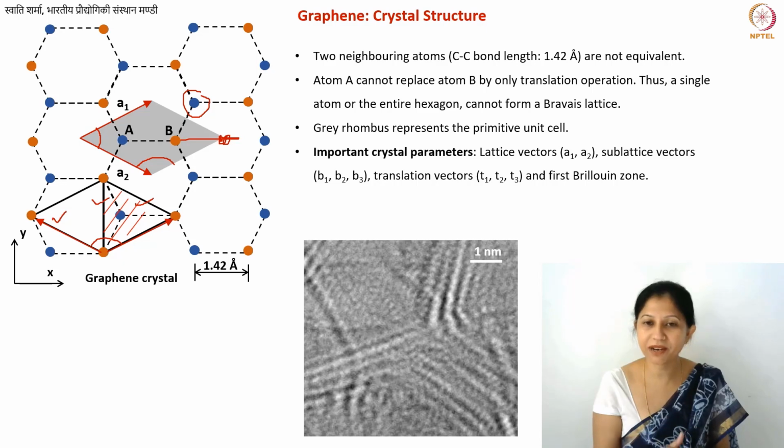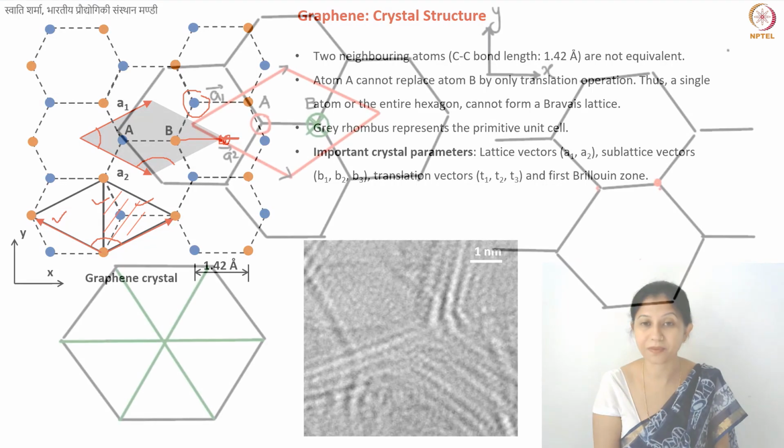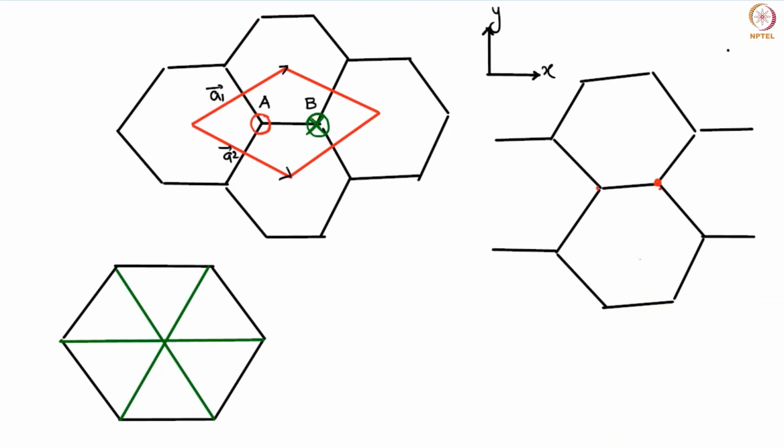Okay, now let us briefly talk about some of these crystal parameters before we move further. Here I have again drawn the primitive unit cell of graphene. So this is your image number 1. And here you can see also atoms A and B that are two non-equivalent sites. You can see A1 and A2. These are your primitive lattice vectors.